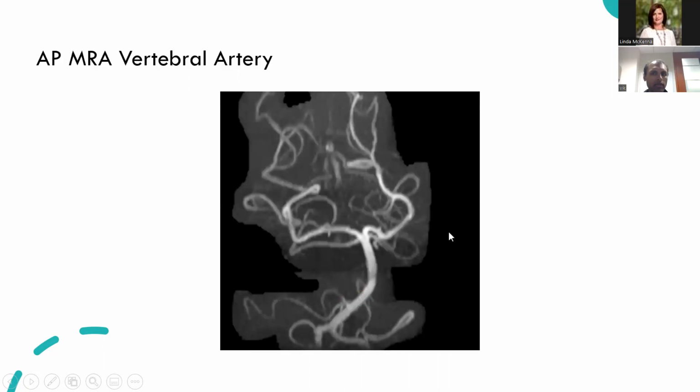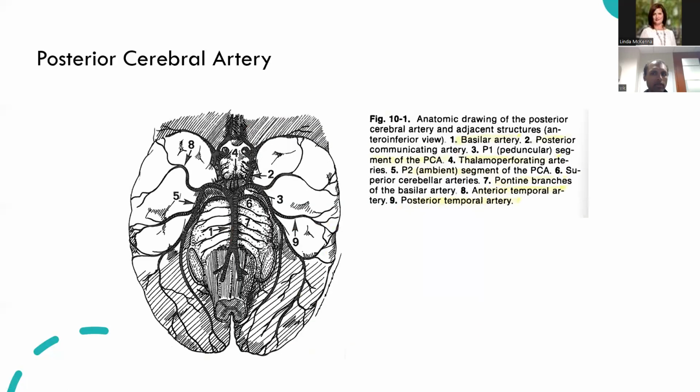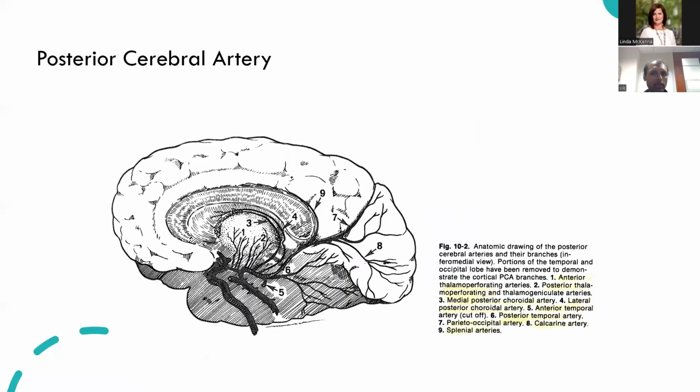There's an AP MRA view of the injection of a vert as well. So vertebral arteries, basilar, something similar there. Again, this is a cartoon demonstration of the posterior circulation. And here's another picture there. I think this is a helpful one to start thinking about as well.